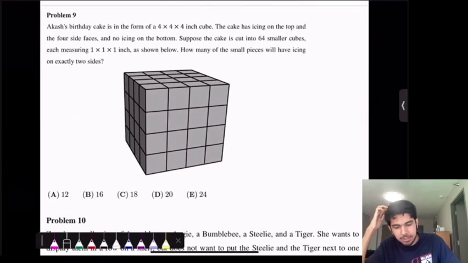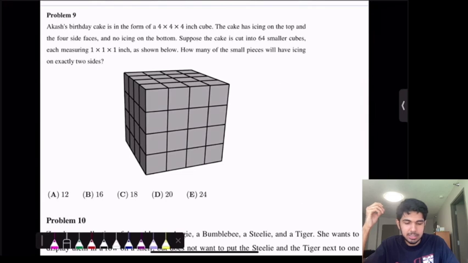Akash's birthday cake is in the form of a 4 by 4 by 4 inch cube. The cake has icing on the top and the 4 side faces, but no icing on the bottom. Suppose the cake is cut into 64 smaller cubes, each measuring 1 by 1 by 1 inch as shown below. How many of the small pieces will have icing on exactly 2 sides?